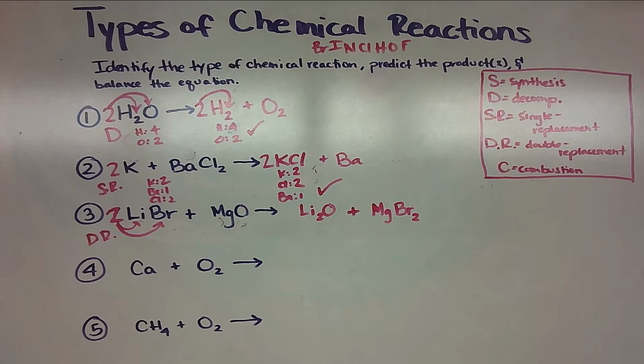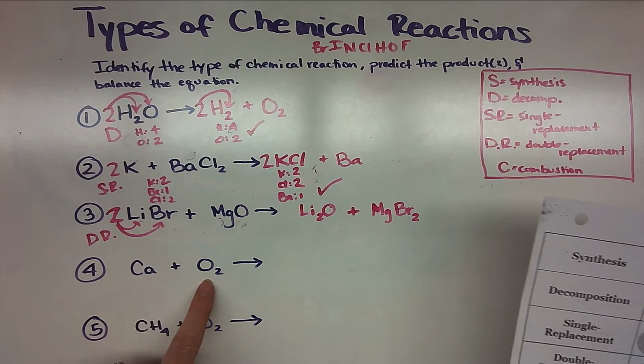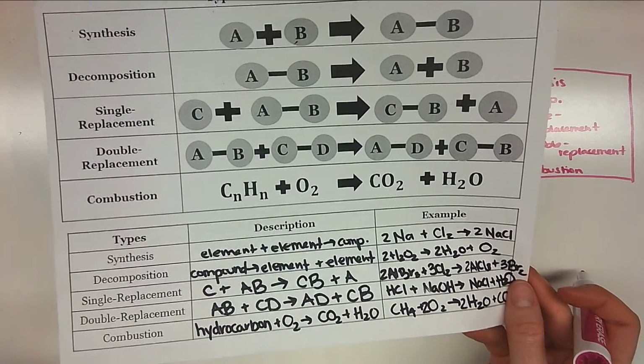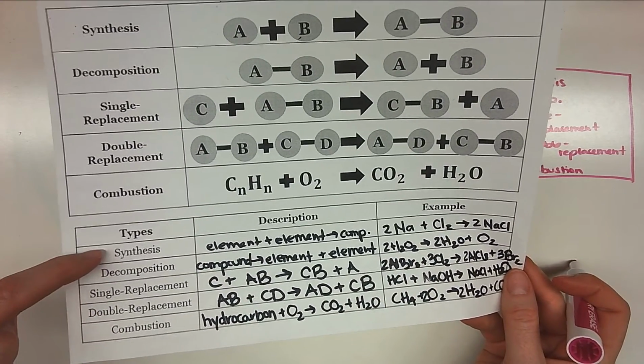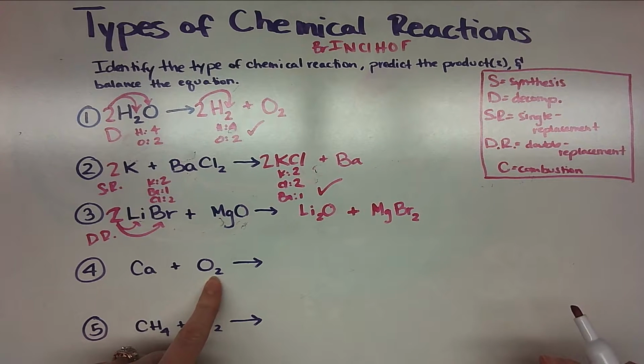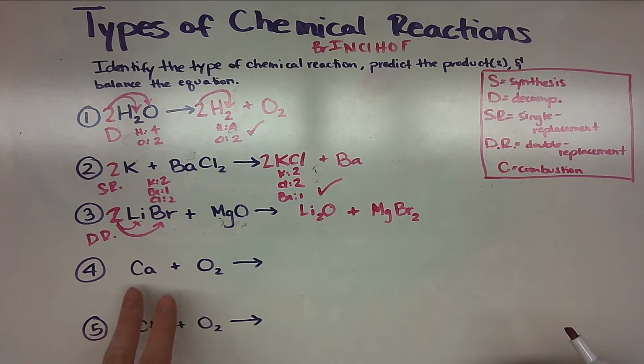All right, number 4, calcium plus oxygen. So that's an element plus an element. So you guessed it, that will be a synthesis reaction. So when calcium and oxygen come together, they form a specific type of compound. That's an ionic compound.